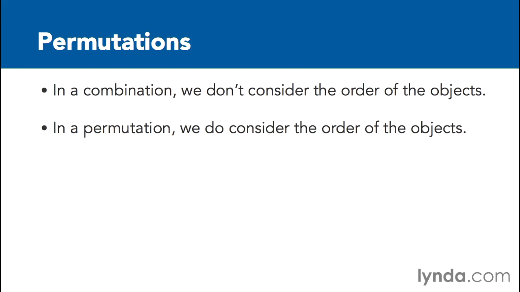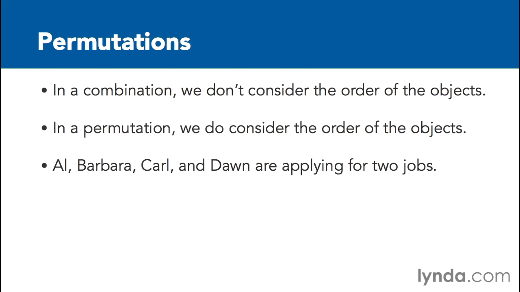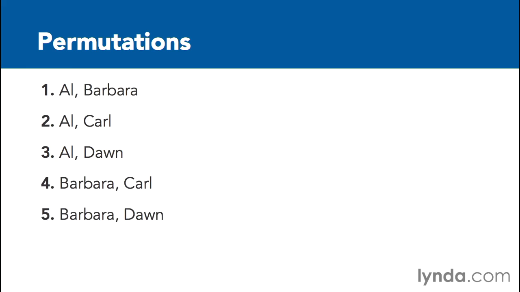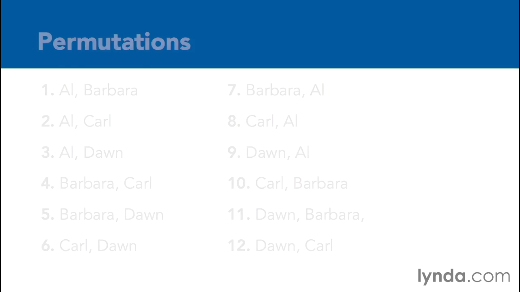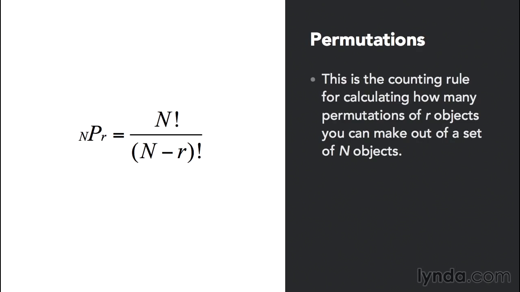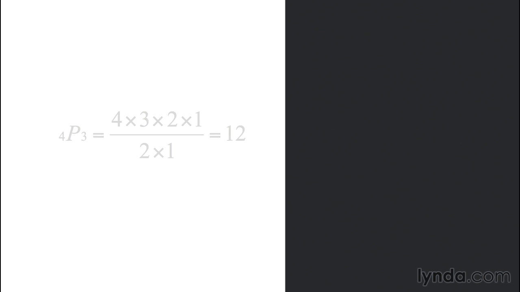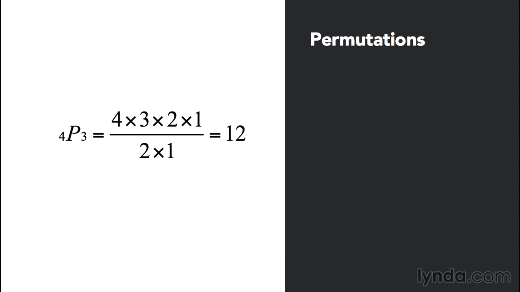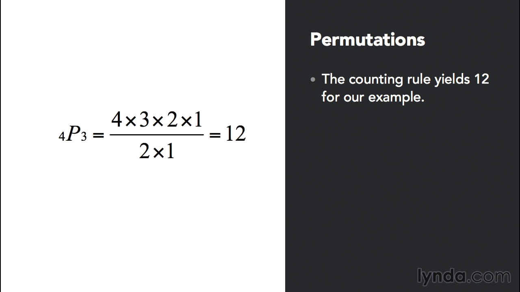In combinations, we don't consider the order of the objects. In a permutation, we do. Imagine that Al, Barbara, Carl, and Dawn are applying for 2 jobs. The order of hiring is important. How many possible permutations can we have? That would be 12. And this is the counting rule for calculating how many permutations of R objects you can make out of a set of N objects. It's abbreviated as NPR, the number of permutations of N things taken R at a time. That's N factorial divided by N minus R factorial. For the example that I showed you before, the counting rule yields 12: 4 factorial divided by 2 factorial, 12 permutations, 4 people taken 2 at a time.